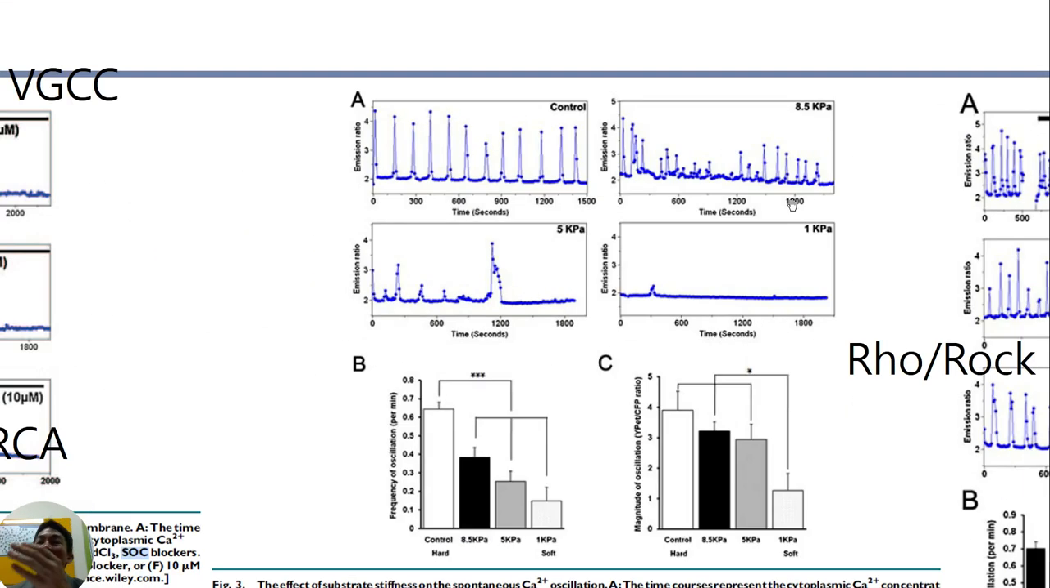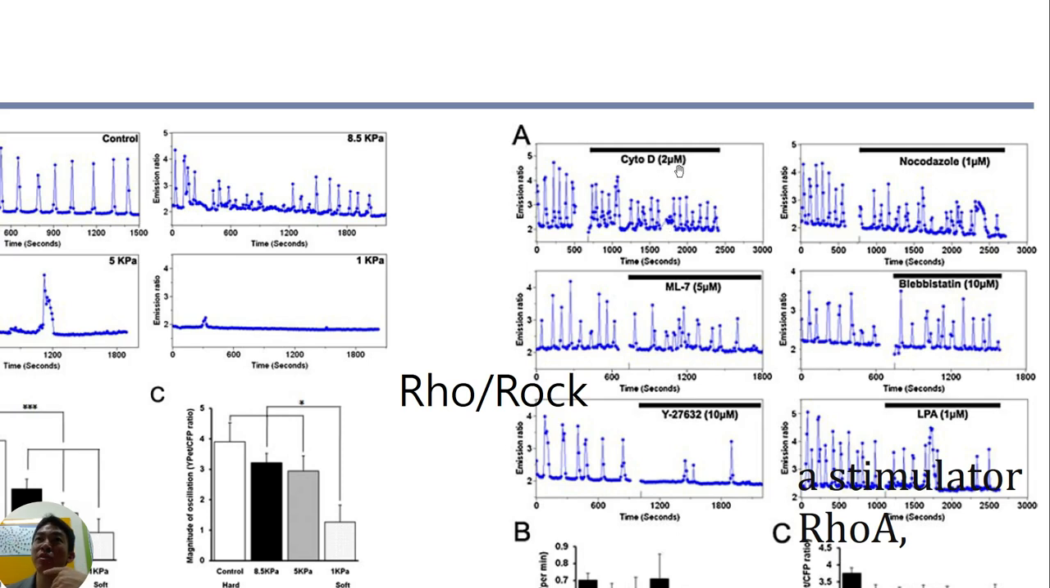Okay. And then we already know what kind of thing happens when you culture the stem cell on different stiffness. We all know that mechanotransduction changes, right? So they treated with typical mechanotransduction inhibitors: cytochalasin D, an actin polymerization inhibitor; nocodazole, a microtubule inhibitor; ML7, a myosin light chain kinase inhibitor; blebbistatin, an actomyosin inhibitor; Y27632, a ROCK pathway inhibitor; and LPA, a Rho enhancer. Yeah. ML7 is an MLCK inhibitor.